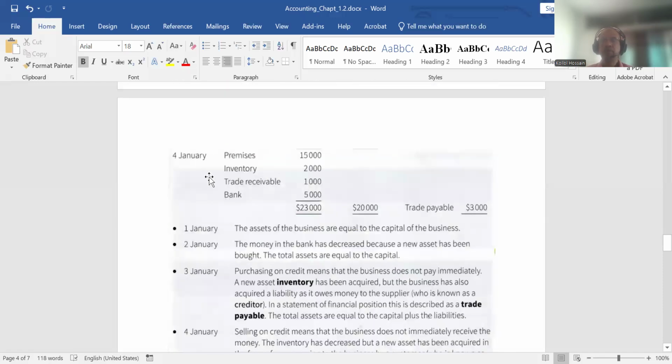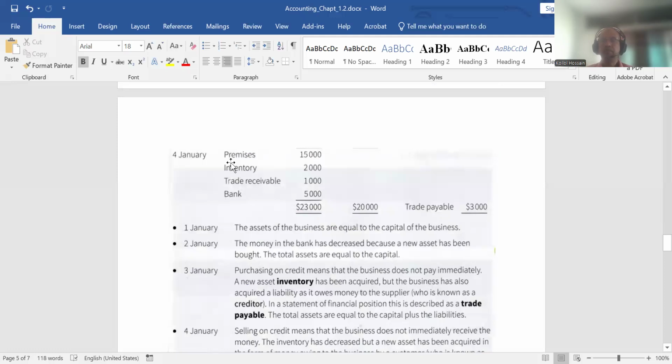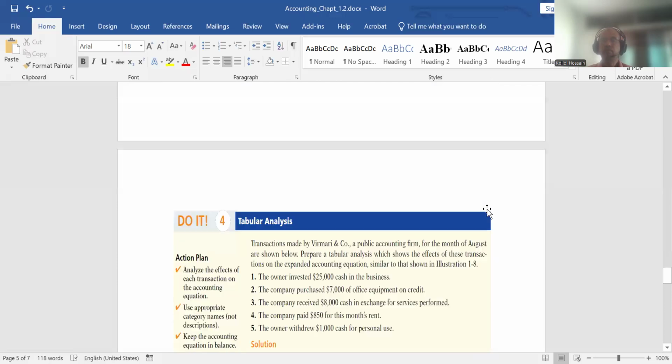Number 4: premises are 15,000 as before. Now inventory will go down to 2,000, since out of 3,000, 1,000 was sold. Trade receivable is 1,000, bank balance 5,000. So the left hand side total assets are 23,000, and the right hand side is also 23,000: 20,000 capital and trade payable 3,000. They are both balanced. Now I am going to another problem.